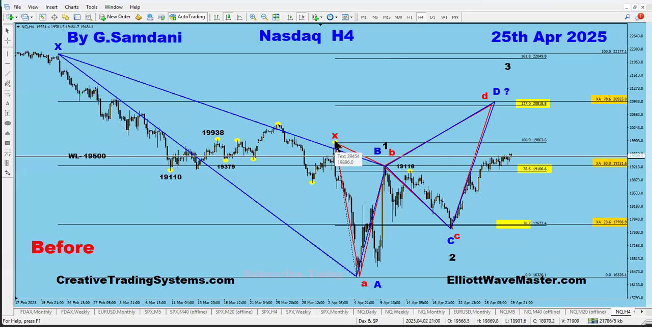Now, there is another small pattern here called a butterfly pattern. Forget it. There are red lines, right? Red numbers.